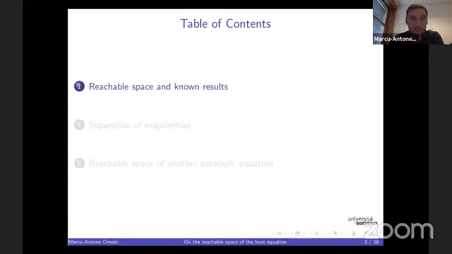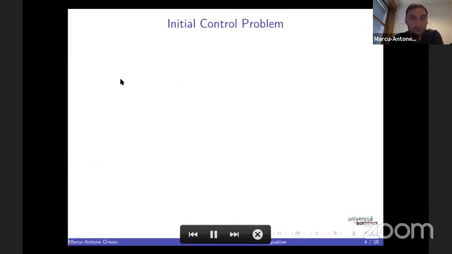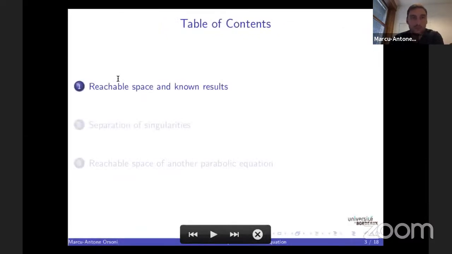The talk will be as follows. I will first speak about the reachable space. I will define the problem and give the known results. Then I will speak about another problem, the separation of singularities problem, which is a problem from complex analysis, but which leads to a solution of the initial problem. And finally, I will talk about the reachable space of another parabolic equation.